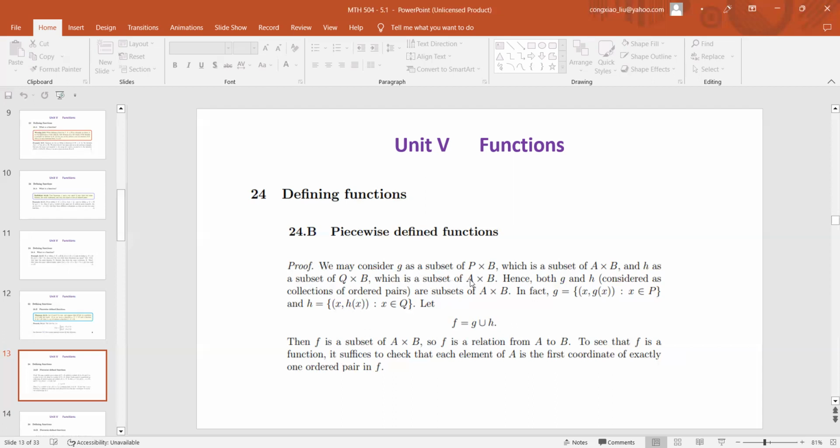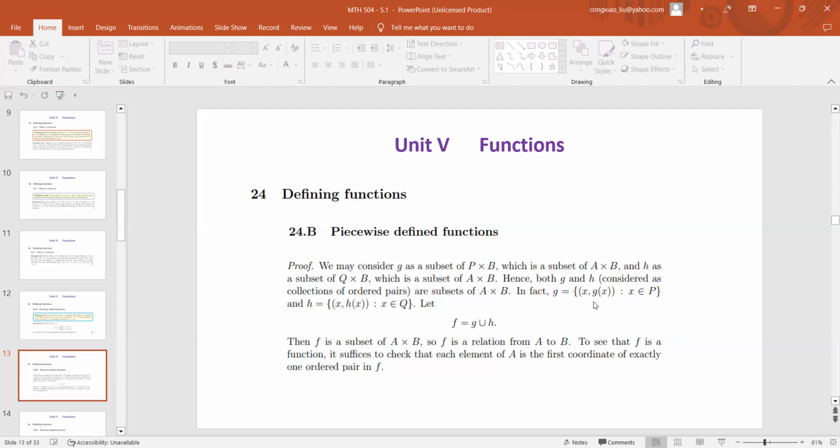PQ is a partition of A. So this P cross B is a subset of A cross B for a similar reason. So that means H is a subset of A cross B. So both G and H, considered as collections of all the pairs, are subsets of A cross B. If you have two subsets of a set and you take the union, it's still a subset of A cross B.